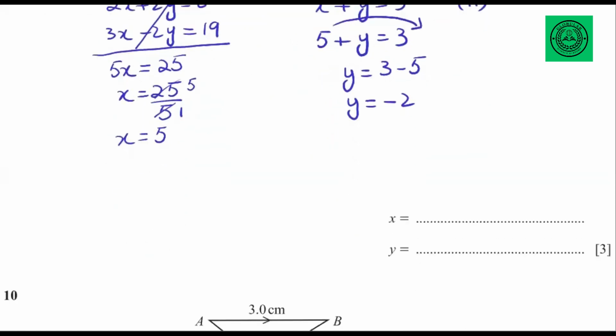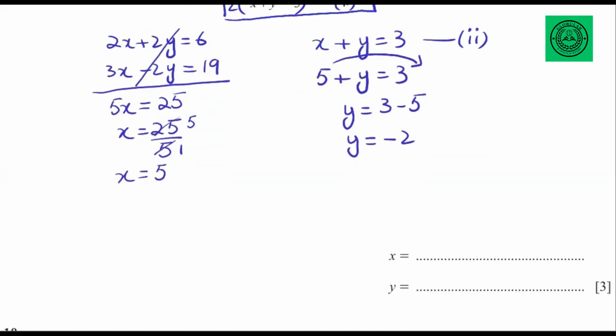So just writing these answers over here, that is for x, we have the value 5, and for y, we have the value minus 2. So writing these answers and this whole explanation will award us 3 marks. All these 5 questions together make up 13 marks. So we are now done with these 13 marks.